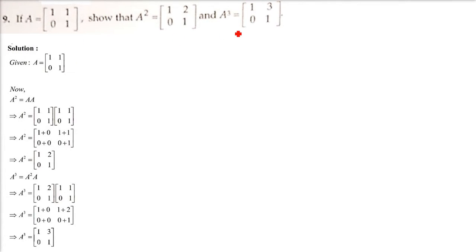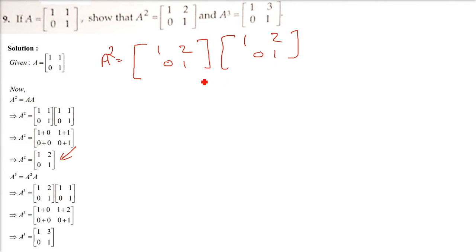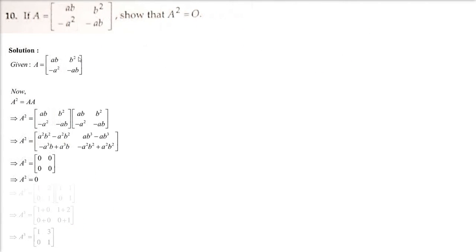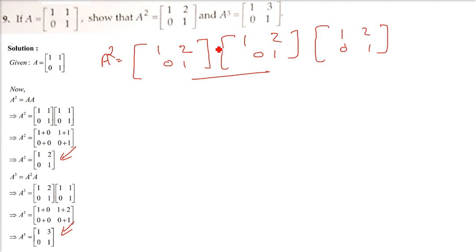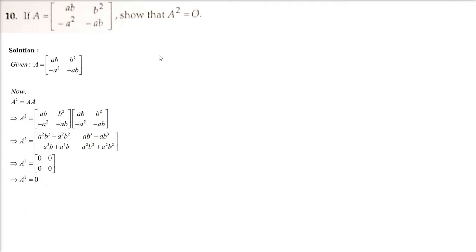So you have to find A square and A cube. Just pick A square, that is multiply A with A. This is your A square. Then you have A cube, multiply A 3 times. Again you have to multiply the result. So this will be the answer. We have already seen a question just now, and I skipped it because here I am going to show you how this A square will be computed. Let us do it.